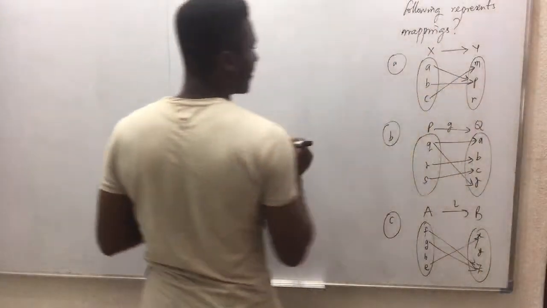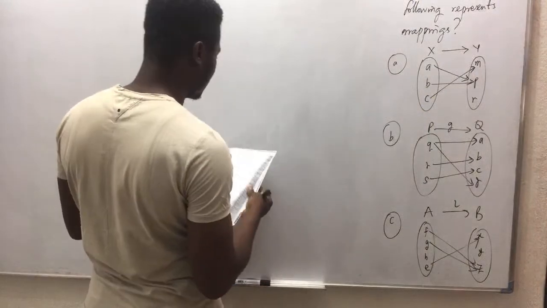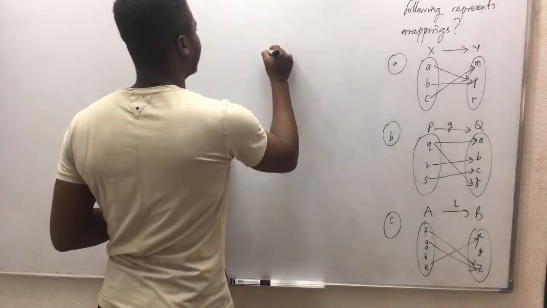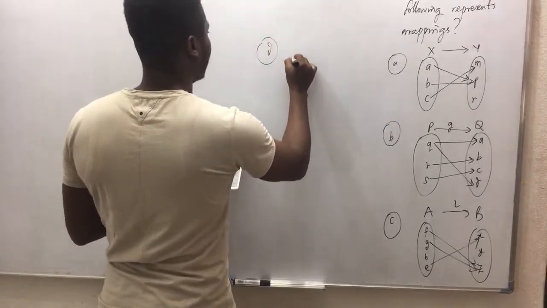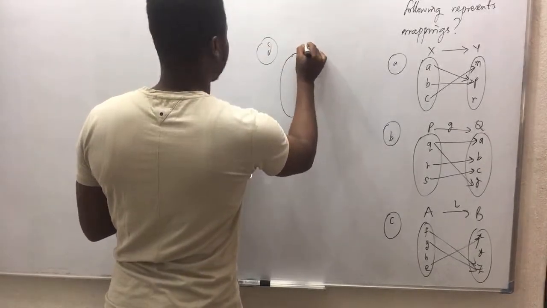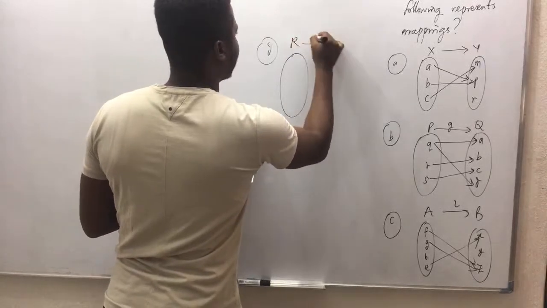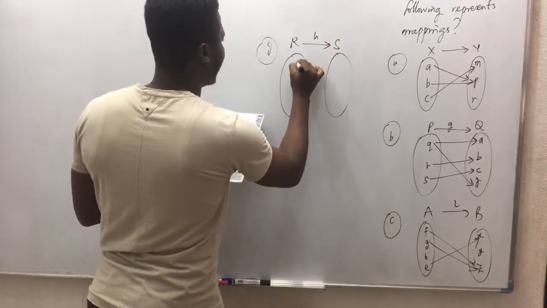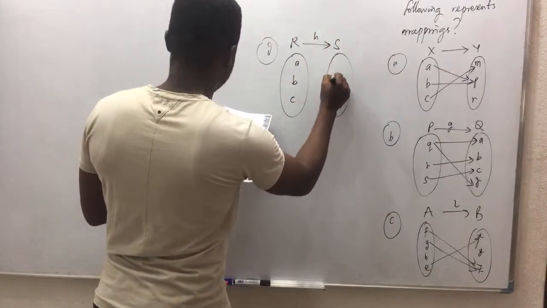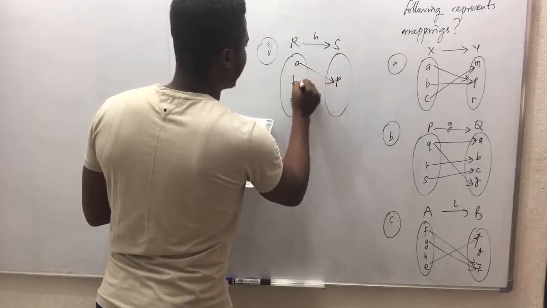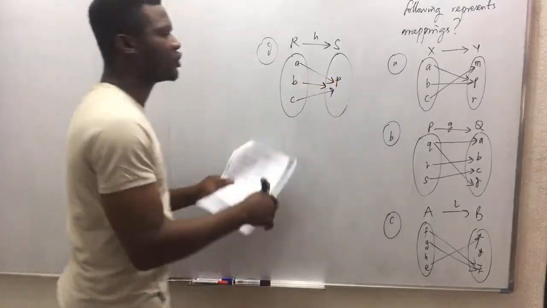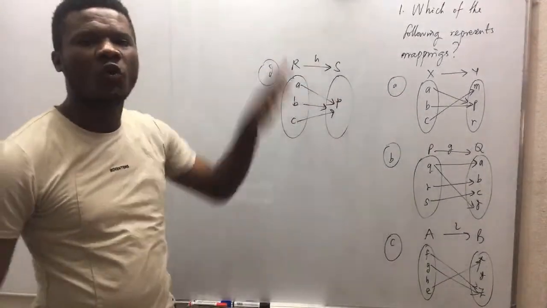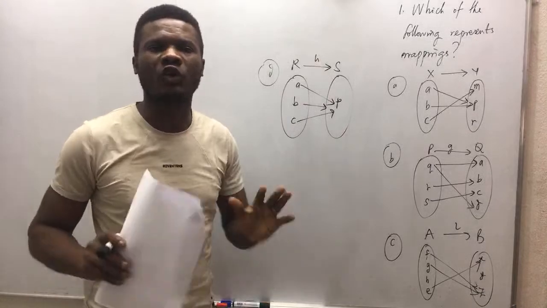Finally, another relation in D. We have R to S under the relation H, and we have A, B, and C, all of them going to P. So, guys, let's begin with this problem. This is question number 1 we'll be taking in our Q&A series.